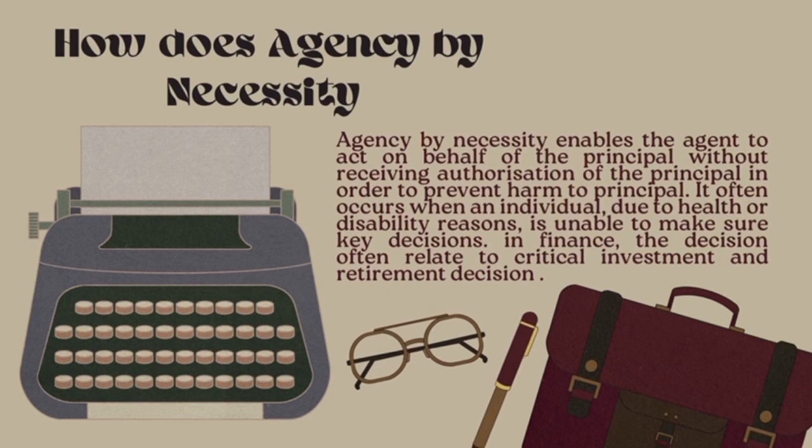How does agency by necessity work? Agency by necessity enables the agent to act on behalf of the principal without receiving authorization of the principal in order to prevent harm to the principal. It often occurs when an individual, due to health or disability reasons, is unable to make key decisions. In finance, the decisions often relate to critical investment and retirement decisions.